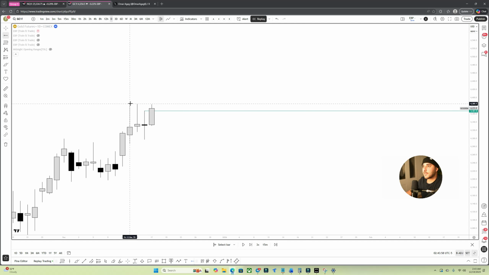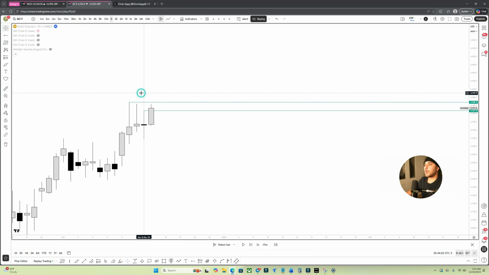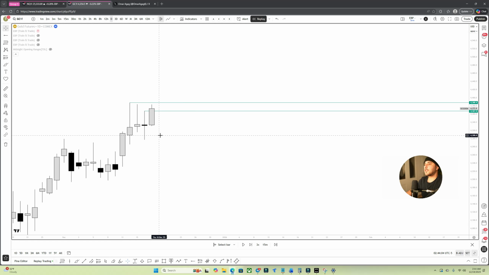The weekly high is obviously our target. That's going to be our DOL. That's going to be where we expect the market to go during the week. Now, we still obviously need a setup.